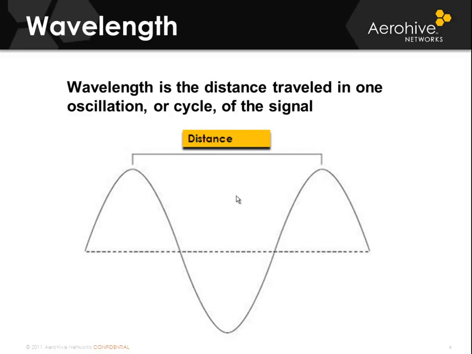Wavelength. Wavelength is the distance between two successive crests or peaks, or two successive troughs or valleys of a wave pattern. As you can see in this slide, you can see the distance measured between two peaks. You could just as easily have measured between two troughs. In simpler terms, a wavelength is the distance that a single cycle of an RF signal actually travels.